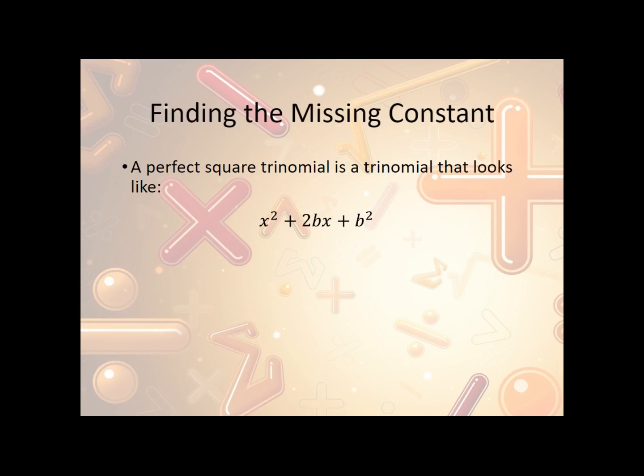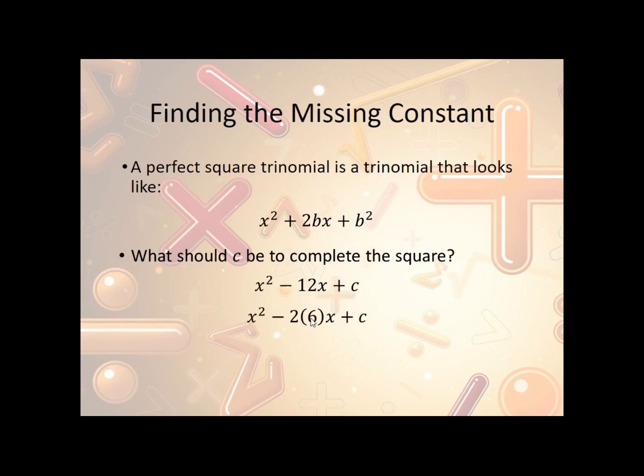Now, not every trinomial is a perfect square, but we're going to figure out how to make it a perfect square. So the question is, what should c be to complete the square? And by completing the square, we mean creating a perfect square trinomial. So we have x squared minus 12x plus c. Well, we don't know what c is, but we can see that negative 12 is the same thing as 2 times negative 6. So that means that we just take this value and square it, and that becomes my c value. Well, 6 squared is 36.